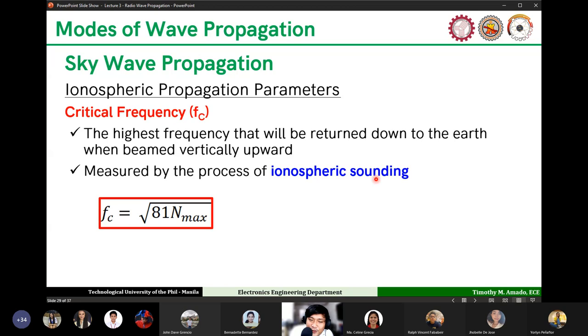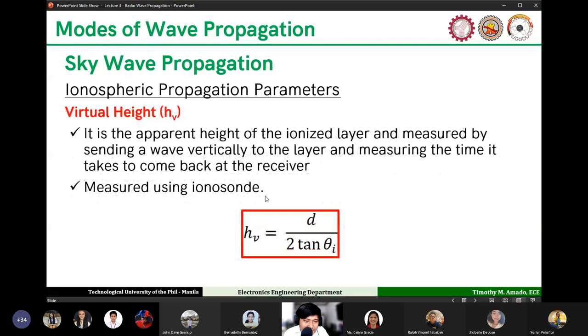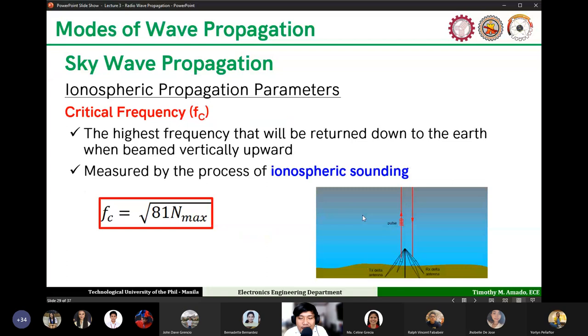Okay, so what is ionospheric sounding, guys? So, in ionospheric sounding, you have the device called the ionosonde. Okay, ang spelling ng ionosonde is this one. Ayan. Ayan spelling, ha? Okay, so we have a device called ionosonde. Yung principle niya is the same as the time domain reflectometry. Natatandaan nyo pa guys, the time domain reflectometry from our, anong topic ba yun? Transmission lines. Yung nagpadala ka ng pulse, you will wait some time, tas makakabalik yung pulse. Tas mame-measure mo na kung gaano kalayo yung impairment.